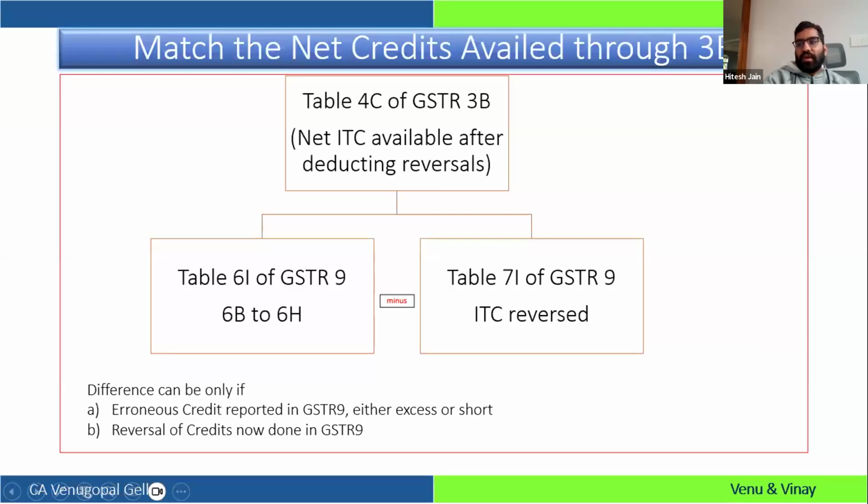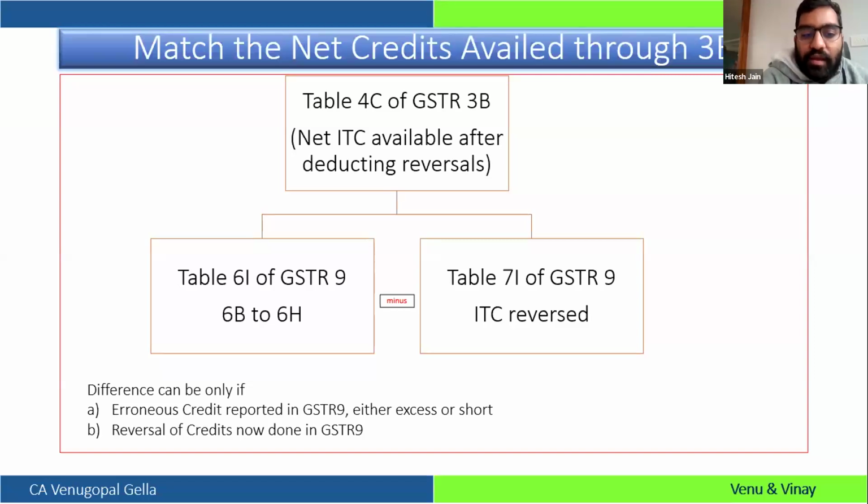Yeah, so as I was discussing, we need to report the various figures of ITC in GSTR 9. Now coming to table 4C of GSTR 3B. We need to match the total net ITC which we have availed in our GSTR 3B with the net ITC which we are reporting in GSTR 9. Our net ITC as reported in table 7J of GSTR 9 should match with table 4C of GSTR 3B. There should not be any difference.